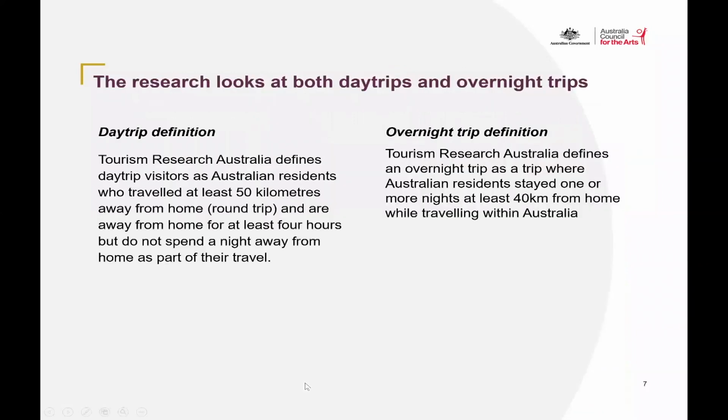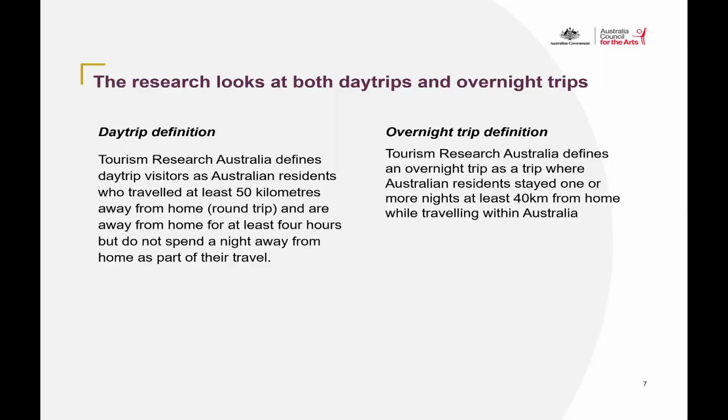We also did analysis on both day trips and overnight trips. In the database, day trip visitors are defined as Australian residents who travelled at least 50 kilometres away from their home on a round trip and are away from home for at least 4 hours, but don't spend a night away.